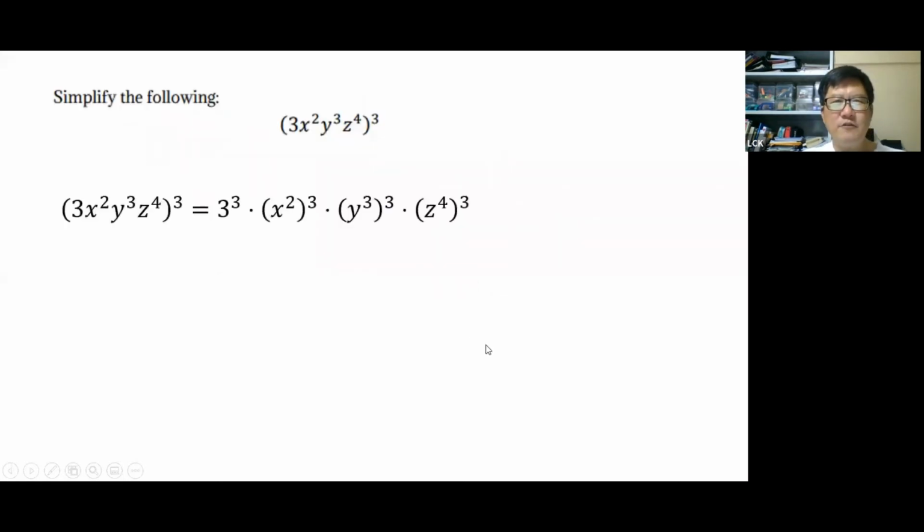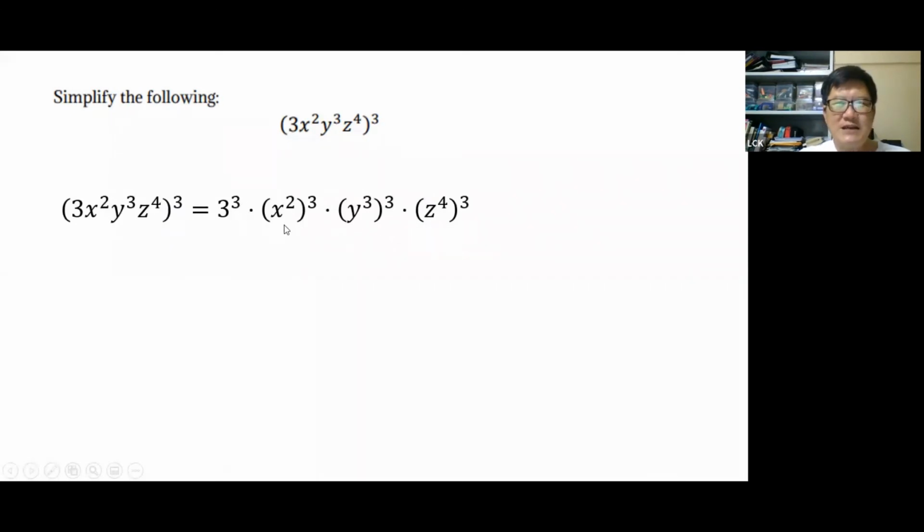Simplify the following. Again, the index of 3 applies to the number. The 3 applies to the 3 here. It applies to x squared. It applies to y cubed. It applies to z to the power of 4. It applies to each one. So just be systematic. Don't rush. So 3 applies to the number 3, so 3 to the power of 3.